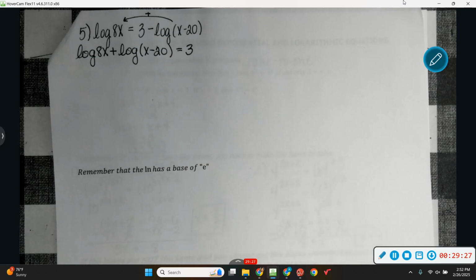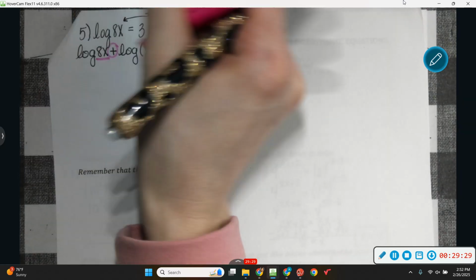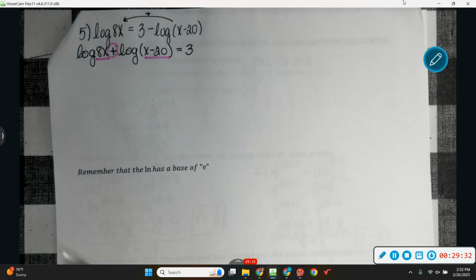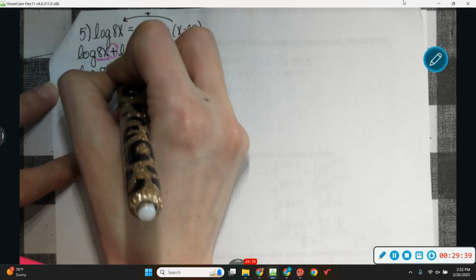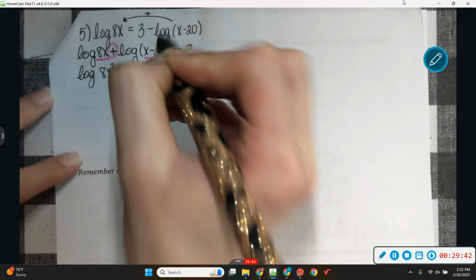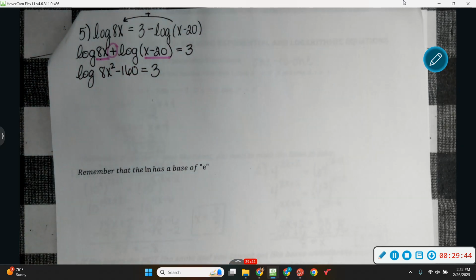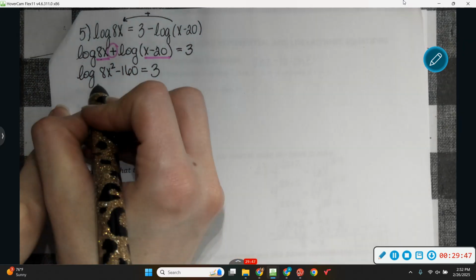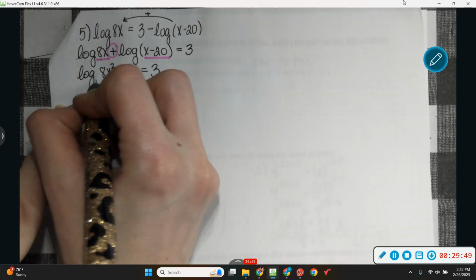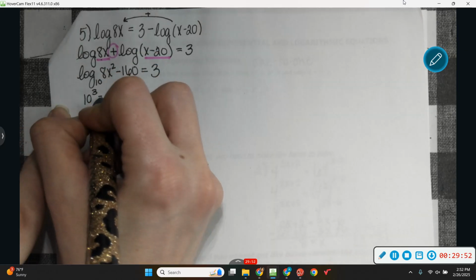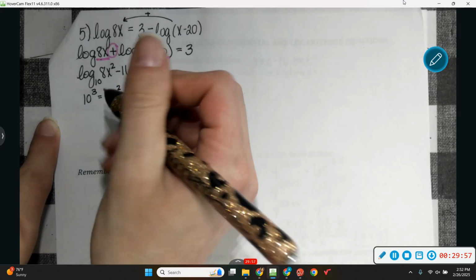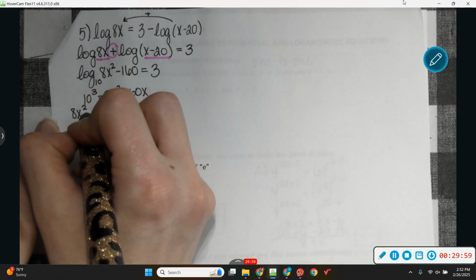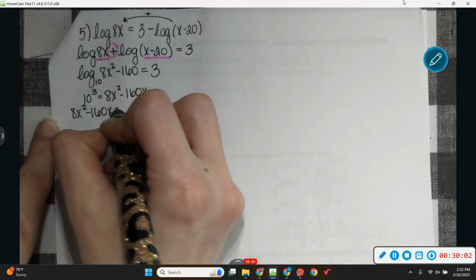Now I can see them on one side. It has a plus, so I'm multiplying 8x times x minus 20. So 8x times x is 8x squared, and 8x times negative 20 is negative 160x, and that is equal to 3. So then what I'm going to do is I'm going to take my base, which is a 10. 10 cubed is equal to 8x squared minus 160x. That means 8x squared minus 160x is equal to 1,000.